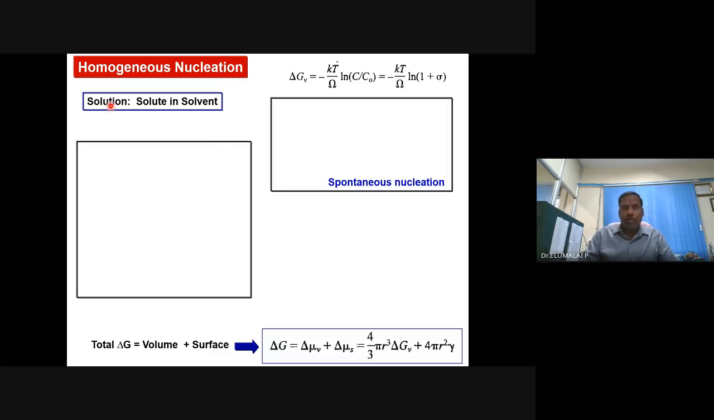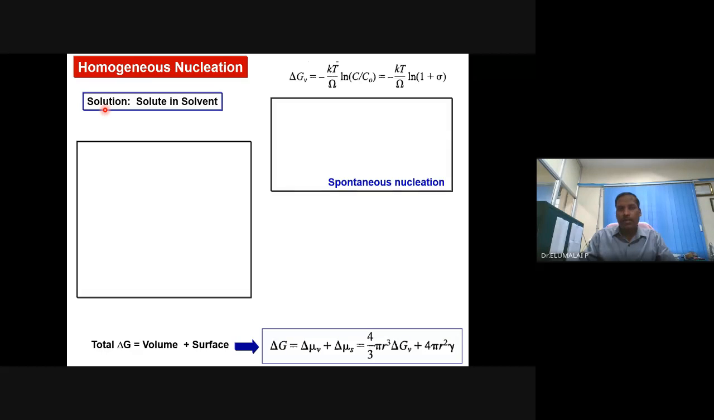So homogeneous nucleation means nucleation from the same phases. For simplicity, we will consider nucleation from two solutions. A solution is nothing but a solid dissolved in a solvent. Sodium chloride dissolved in water is an example of a solution. Auric chloride dissolved in water is a solution. Sodium borohydride dissolved in water is a solution.